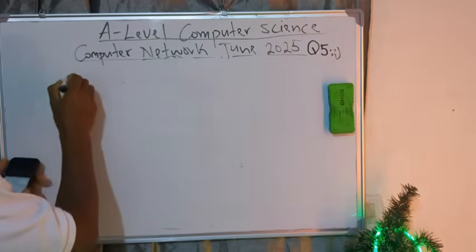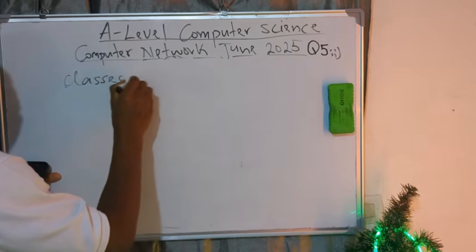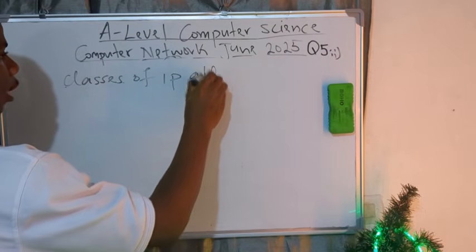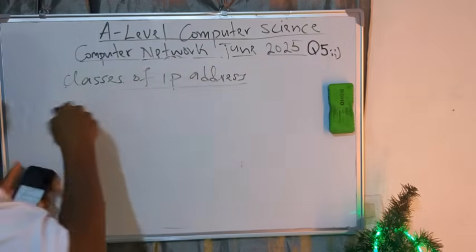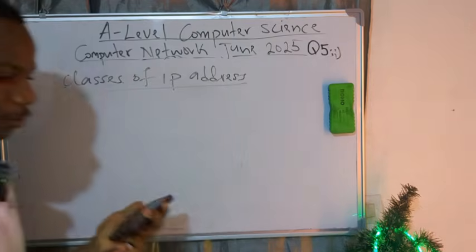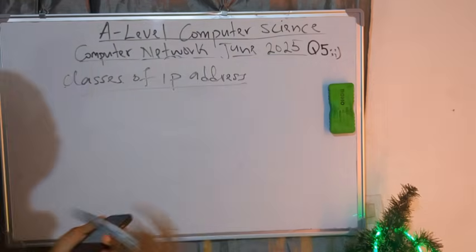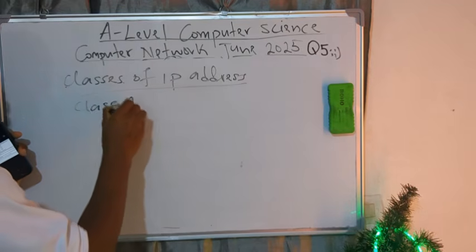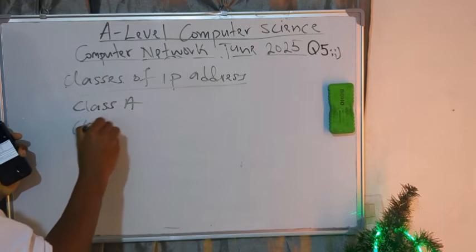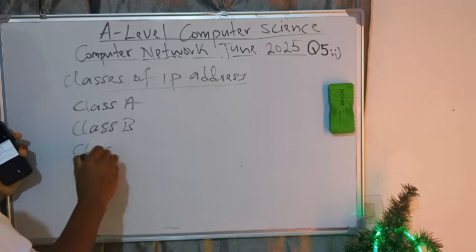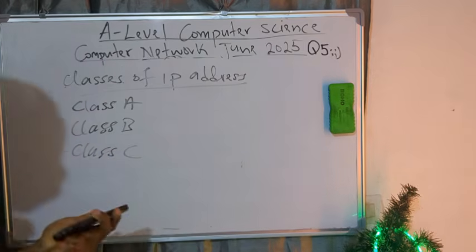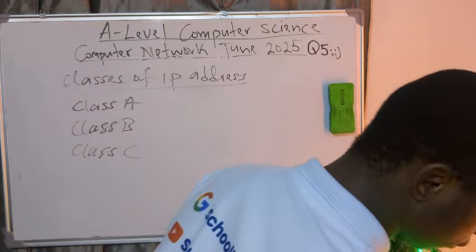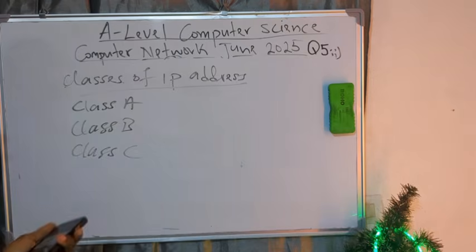This is what we call classes of IP address. I've explained what the IP address is and things like that, so I'm not going to repeat myself here. Now, concerning classes of IP address, we have different classes. This one we call class A, this class B, this class C, and so on and so forth. But generally, at advanced level the minimum you need to know is class A, class B, and class C.